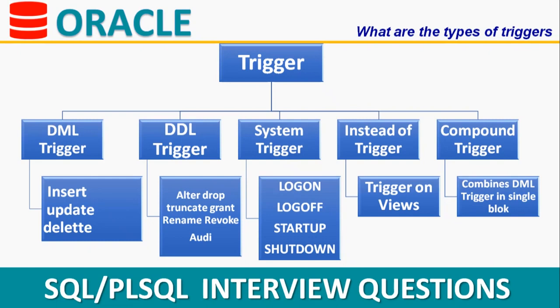Then there are startup and shutdown. When you are starting the database, we can restart it. If you shut down your server, Oracle will go down. If you want to bring that database back up, we need to use the startup option. If you want to stop the database, we use the shutdown option. While doing these operations, if you want to track them, we use system event triggers.